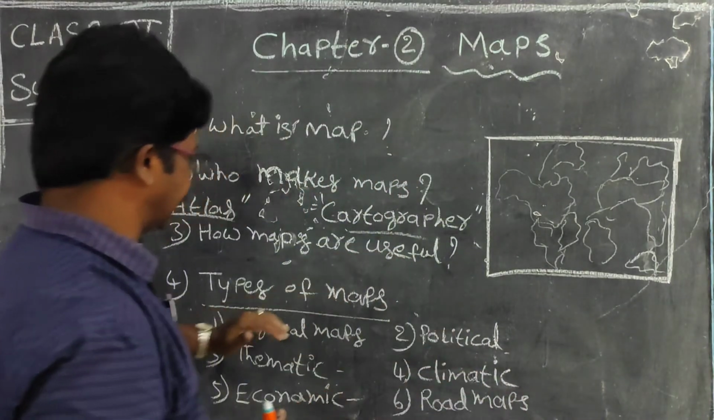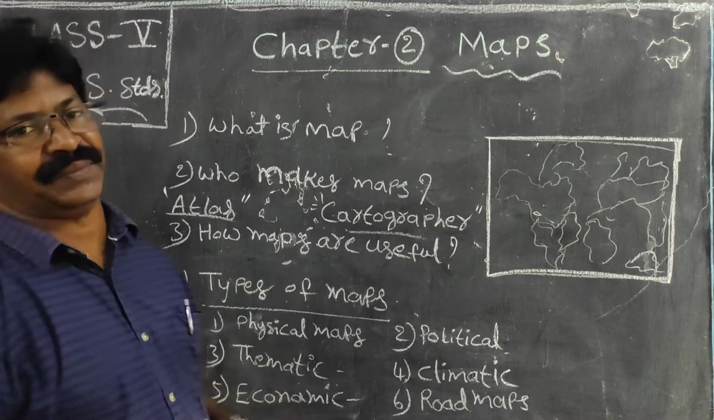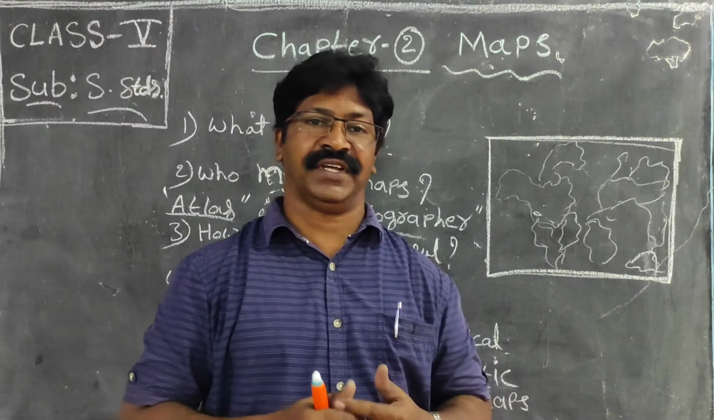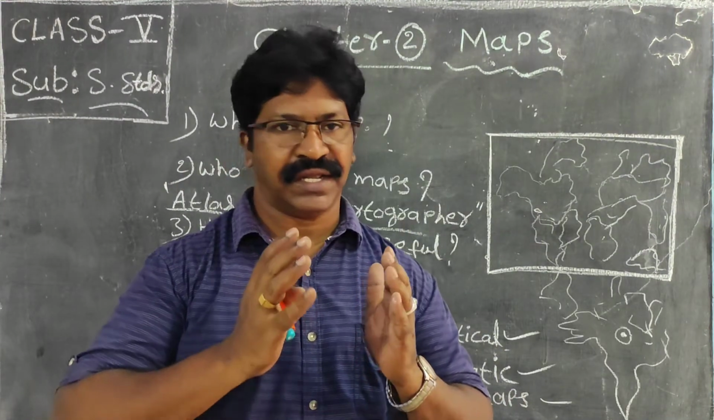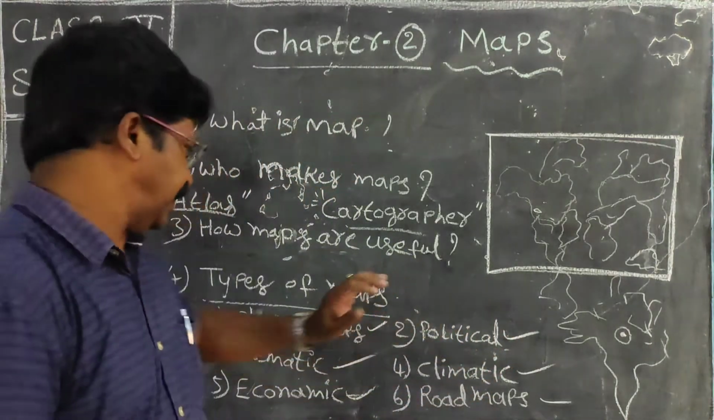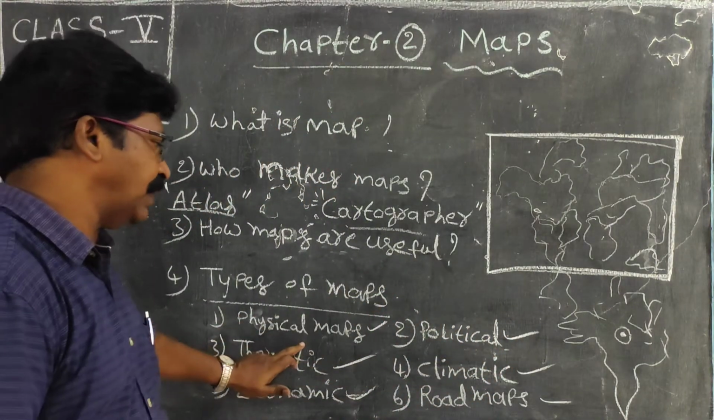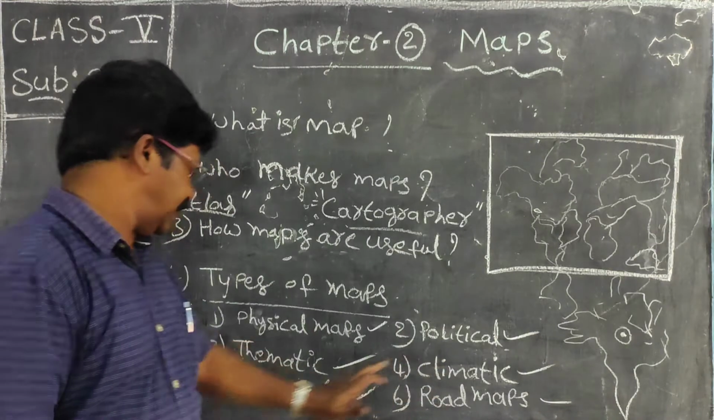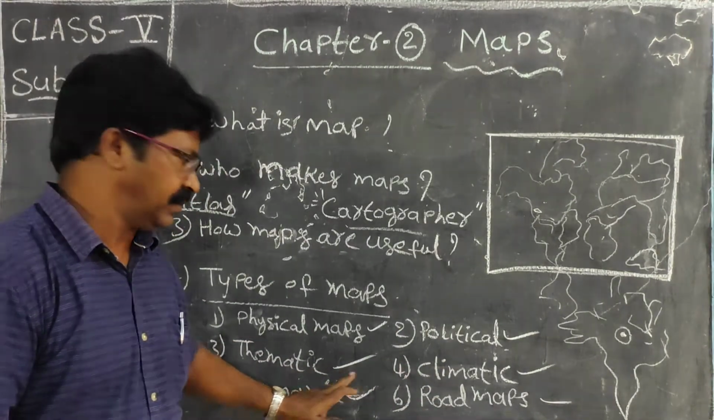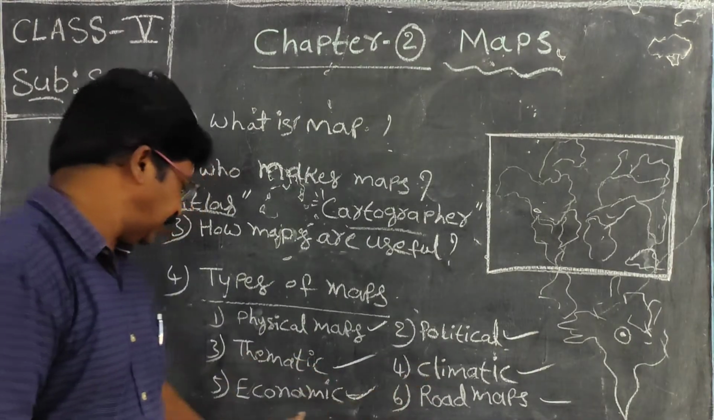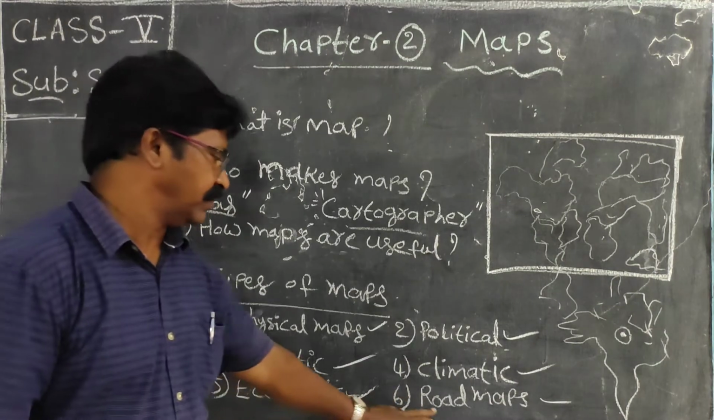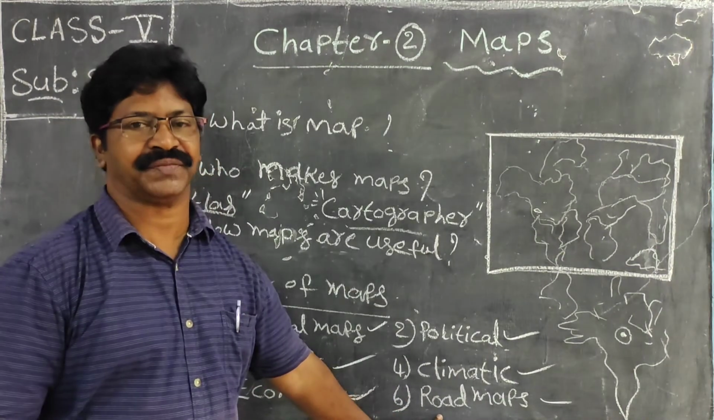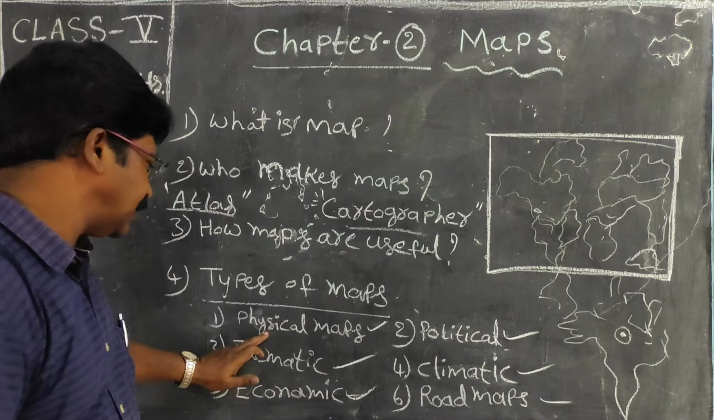Okay. Next thing we discuss. So types of maps. How many types of maps will be there? Mainly, let us discuss some types of maps here: physical maps, political maps, thematic maps, climatic maps, economic maps, and road maps. So let us discuss these.